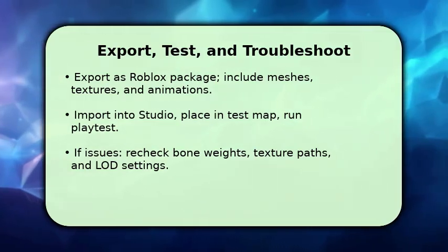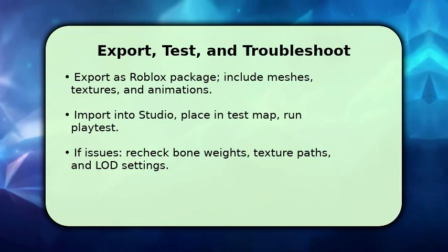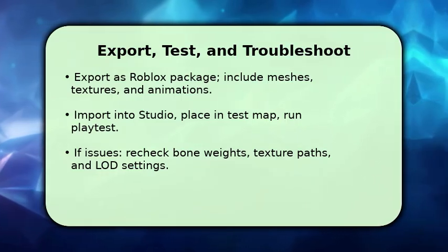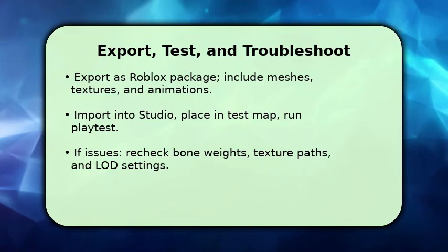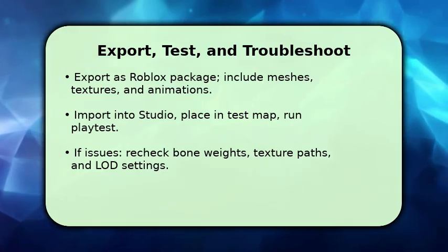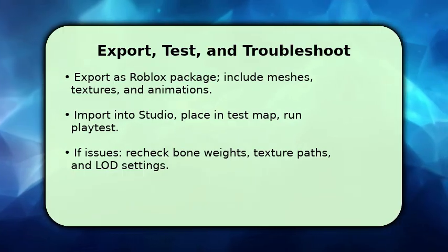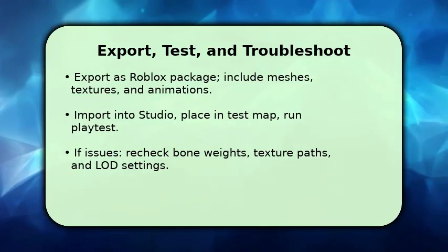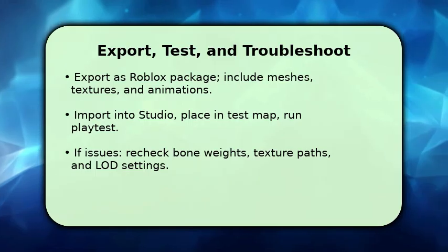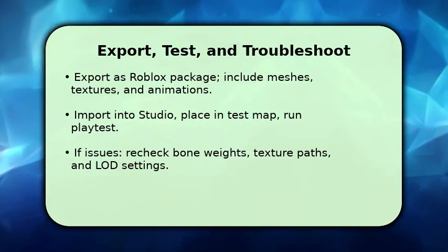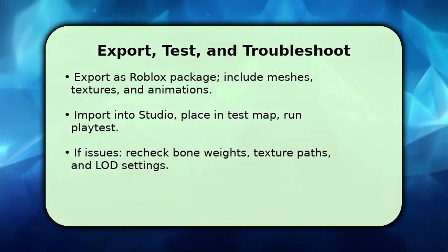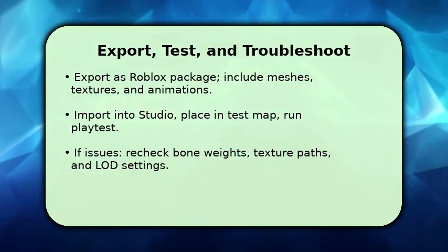Import it into Studio, place the asset in a simple test map, and run a playtest to verify appearance and rigs under real conditions. If something breaks, make sure to recheck bone weights and mapping, confirm texture file paths are correct, and adjust LOD or collision settings that might clip or disappear. If problems persist, iterate with smaller changes so you can pinpoint the cause quickly and fix it.